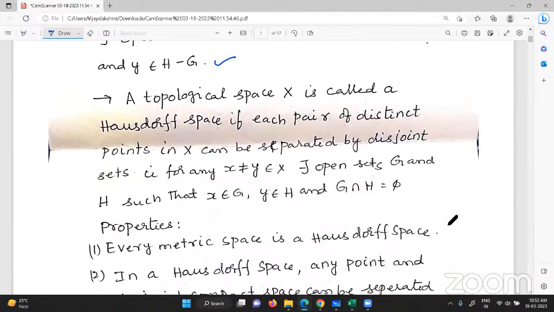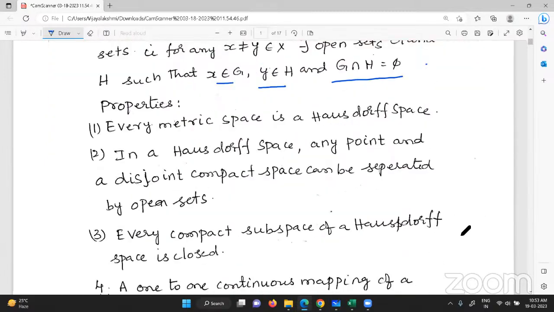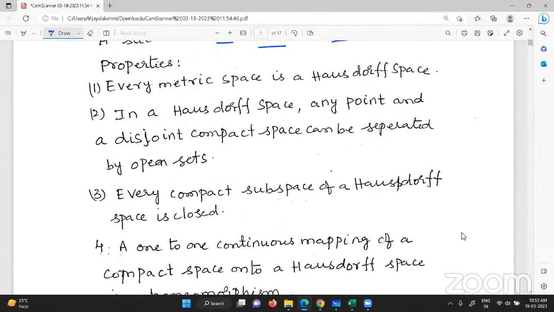Next, a topological space X is called a Hausdorff space if each pair of distinct points in X can be separated by disjoint sets. That is, for any x not equal to y in X, there exist open sets G and H such that x belongs to G, y belongs to H, and G intersection H is empty. Fine. So let us have a glance at what I discussed yesterday.